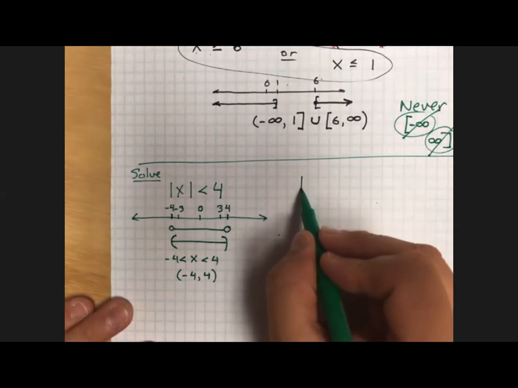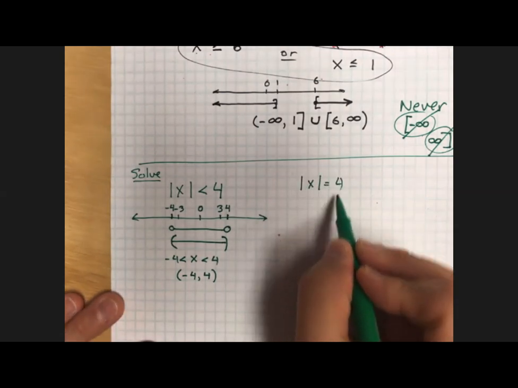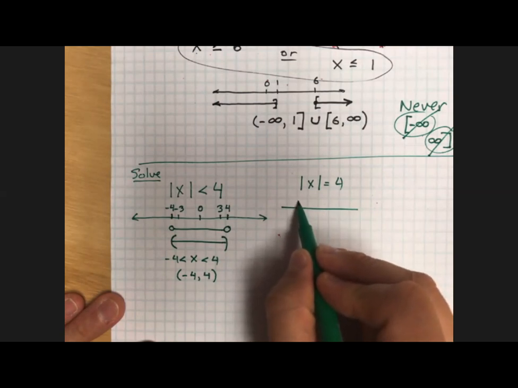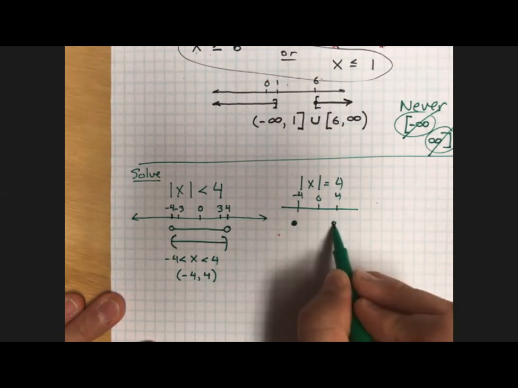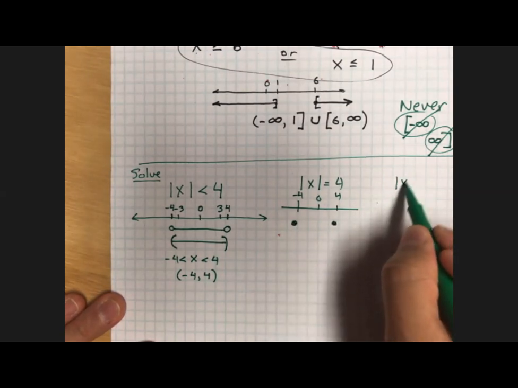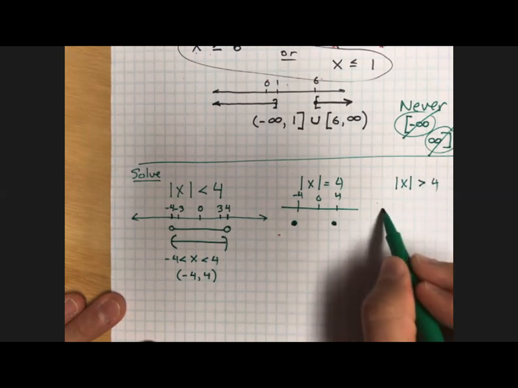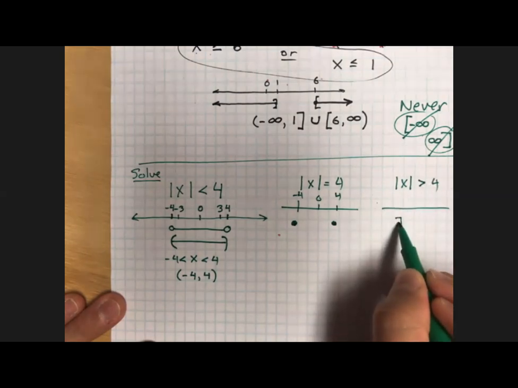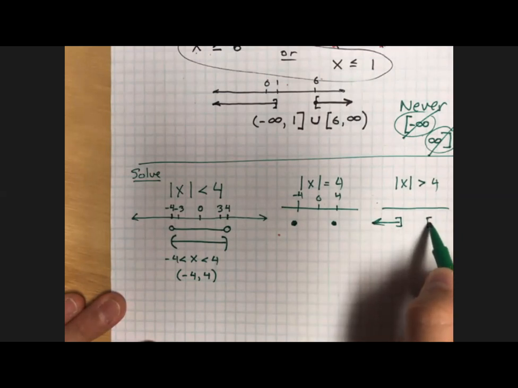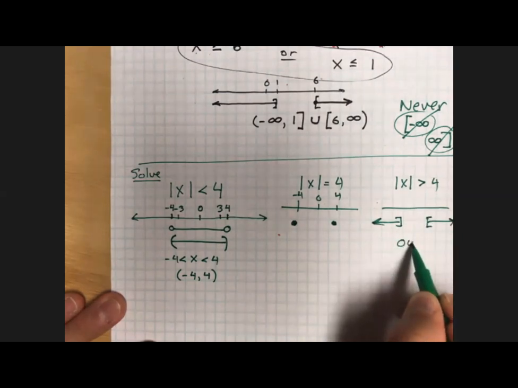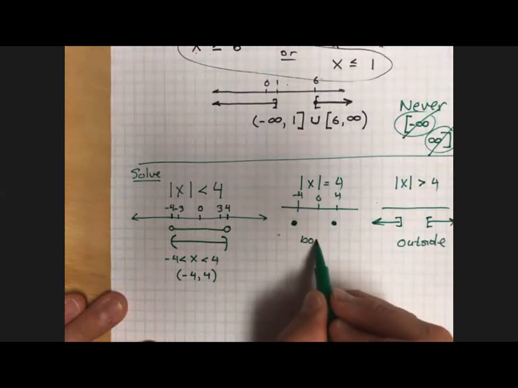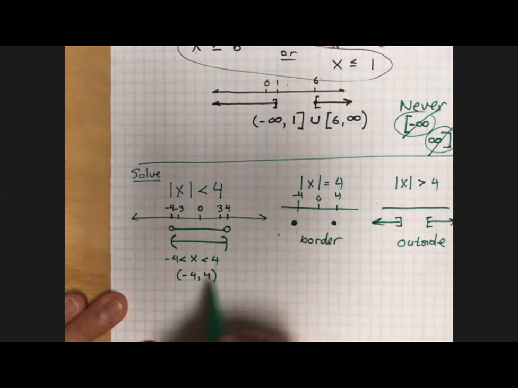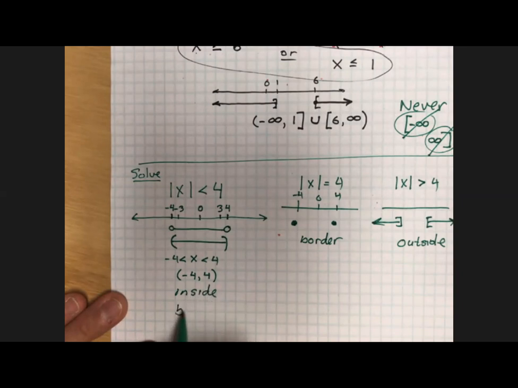Now, I want you to review these 3 answers because this is how you're going to remember them. When you said equals 4, then the answer was right there, dot, dot. When you said greater than 4, then the answer was right here. I'm just making a sketch. Outside. I think of the word outside. I think of the word border. Here I think of the word inside or between.